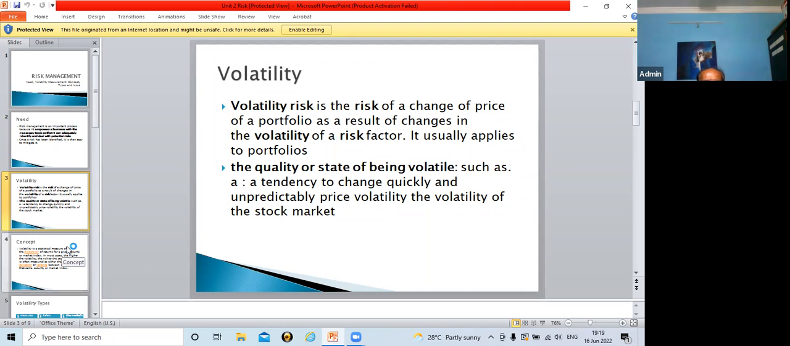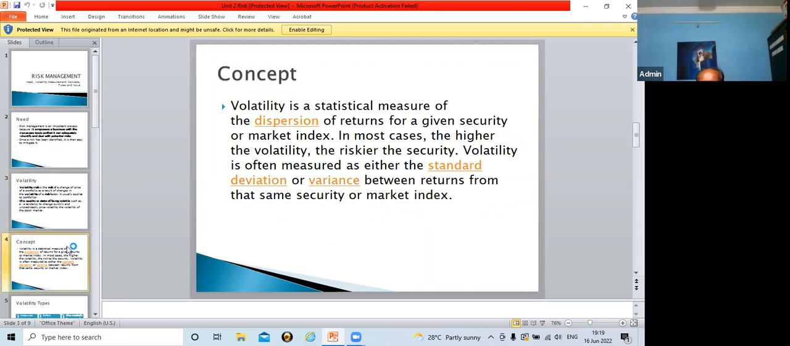Now the next one is the concept of volatility. It is a statistical measure of the dispersion of returns for a given security or market index. So this is nothing but a statistical measure. There are some statistical measures which measure standard deviation and variances. Standard deviation, in short, is known as SD.